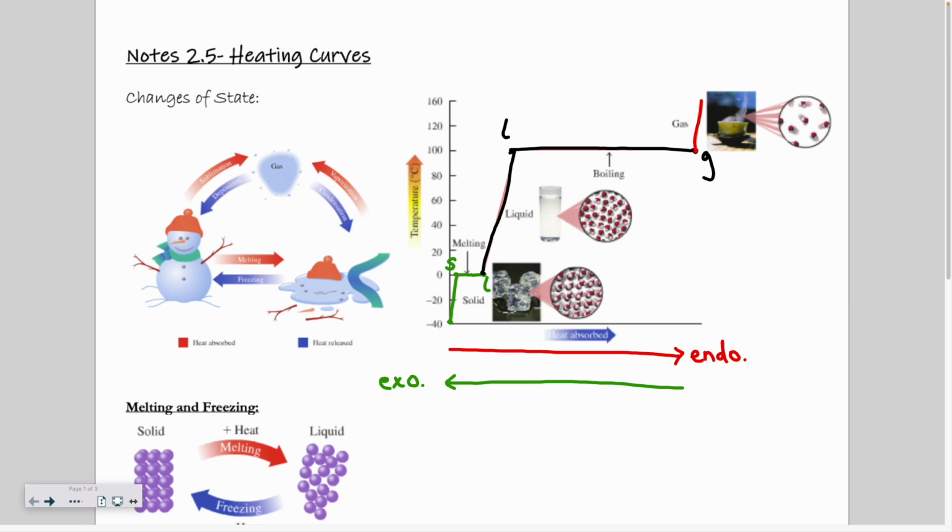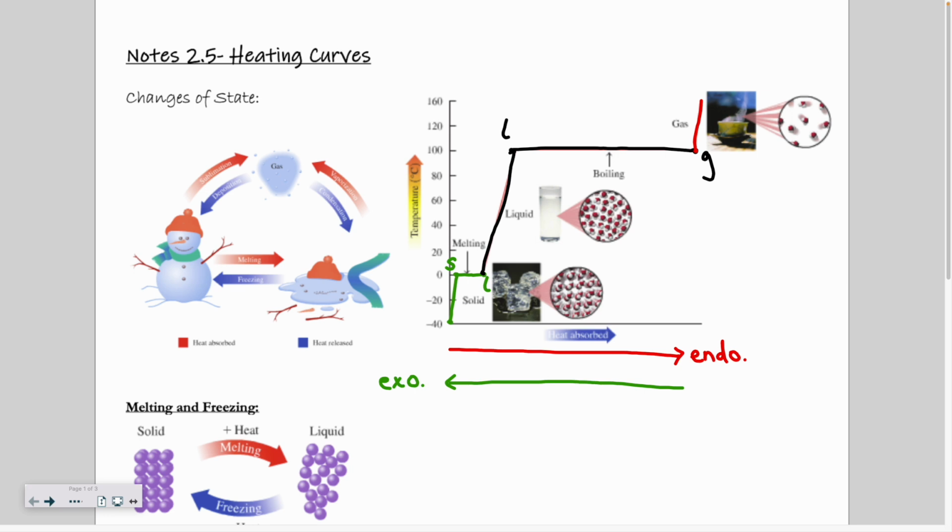Weirdly enough, when you walk near a refrigerator or a freezer, the air that's coming off of that freezer is actually warm, because the energy that is being released so that the liquid can become a solid is released from the freezer. And so that's why we actually feel hot air when you're walking by a freezer.